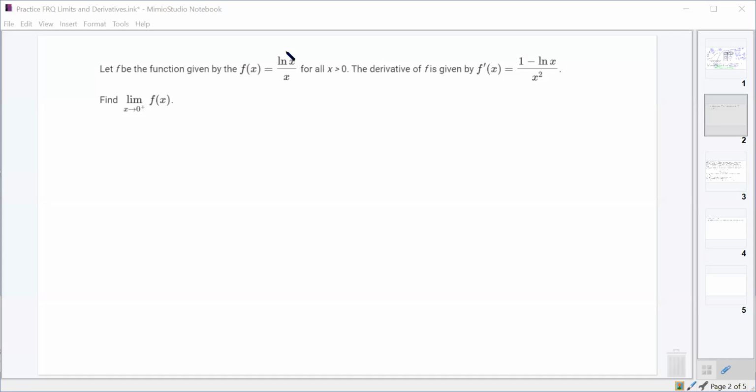All right, it looks like we might use L'Hopital's rule because it's natural log of x over x, and that's one that, if it's going towards infinity, we need to use L'Hopital's rule. But what we really need to do is just first plug in the 0. So what happens to natural log of x as we approach 0 from the right-hand side?